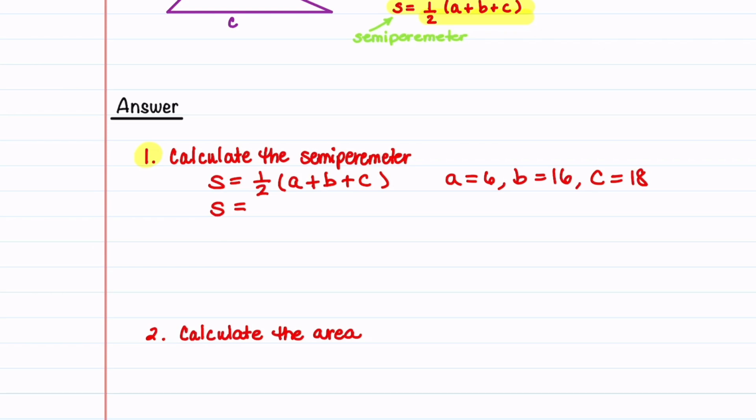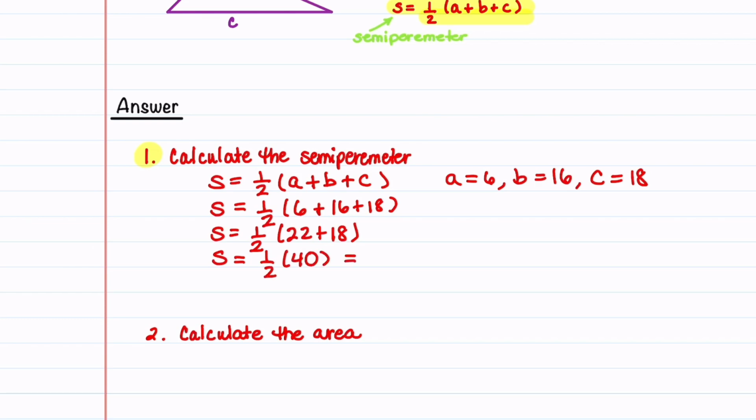S is then equal to 1/2 (6 plus 16 plus 18). This is equal to 1/2 (22 plus 18), which is equal to 1/2 of 40, and that's equal to 20. We'll highlight this value because we'll need it in our second step.